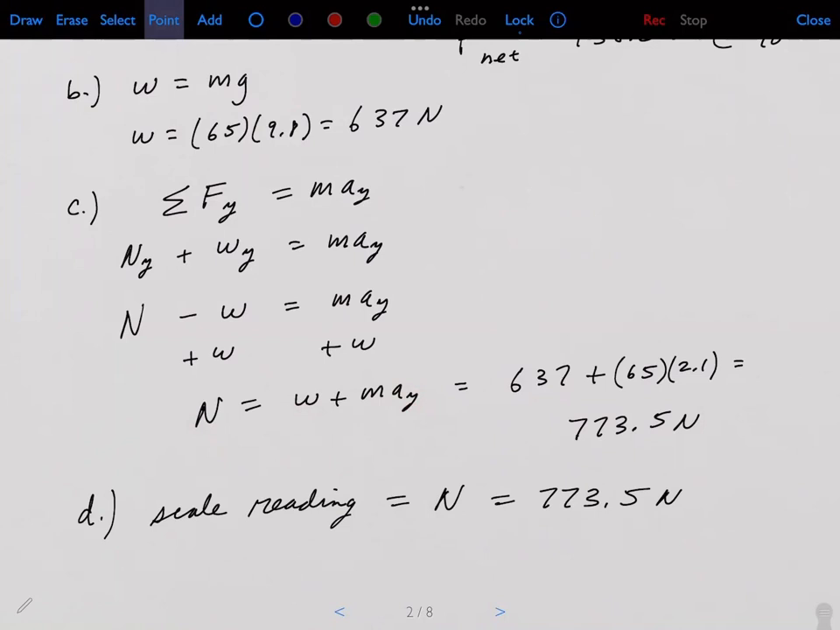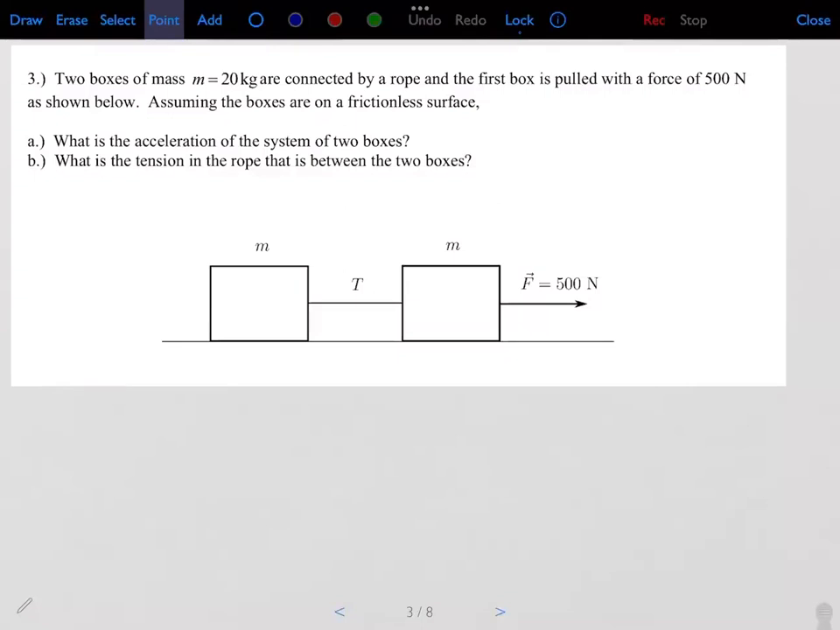Okay, great. Next question. So in this question, it says 2 boxes of mass M equals 20 kilograms. So they're each 20 kilograms and are connected by a rope, and the first box is pulled with a force of 500 newtons as shown below. Assuming the boxes are on a frictionless surface, what is the acceleration?